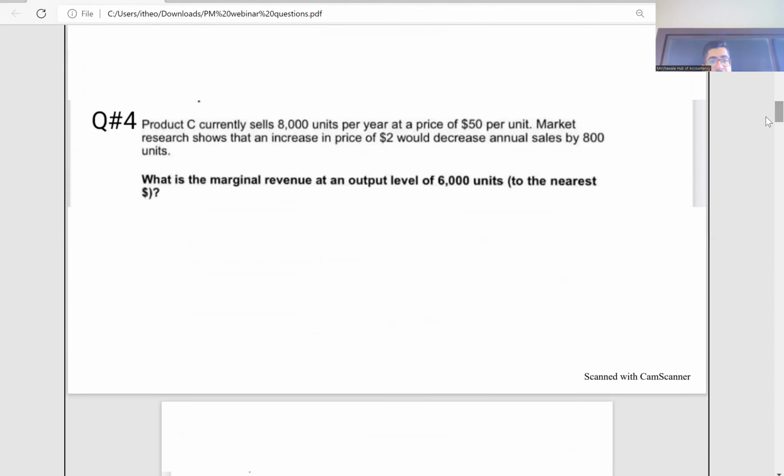Question number 4, very easy, marginal revenue. The equation of marginal revenue was A minus 2BQ. I can find A here: the price at which quantity is 0. Increasing price by 2, decreasing units by 800, at which point units become 0, the price 70, that is A. B is change in price 2 over change in quantity 800, you get B. A and B are present at Q. Marginal revenue at Q of 6,000 units, so put Q as 6,000, you get marginal revenue.